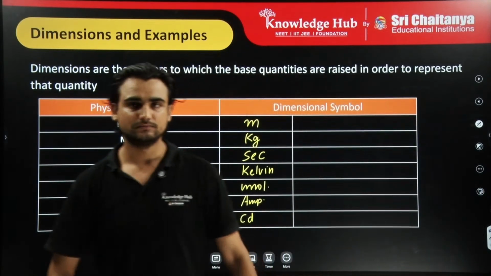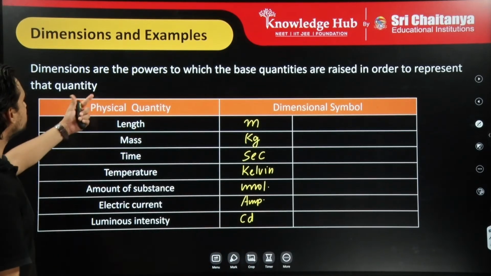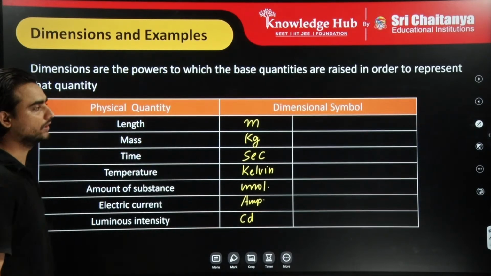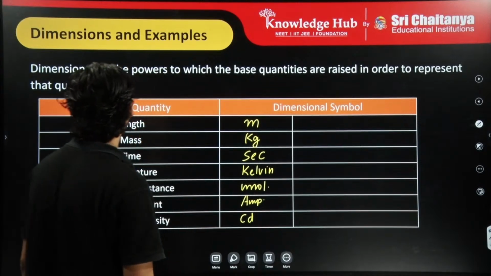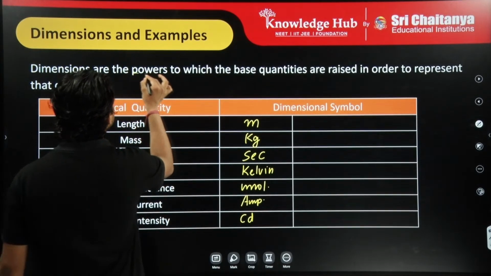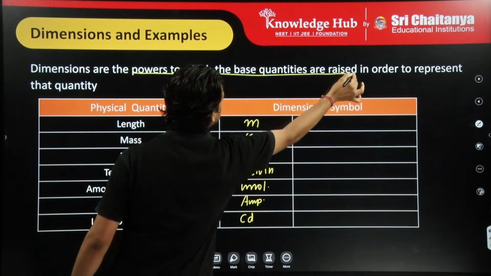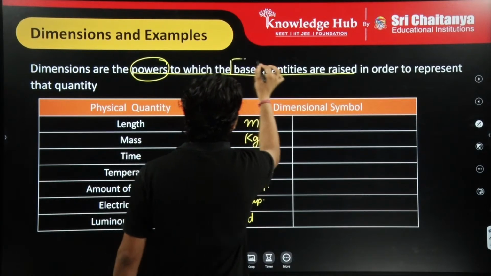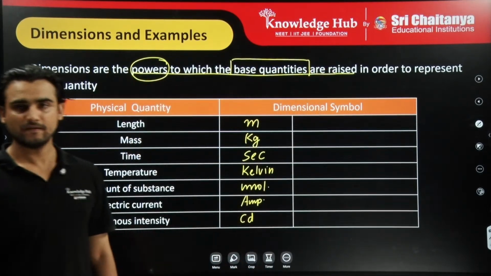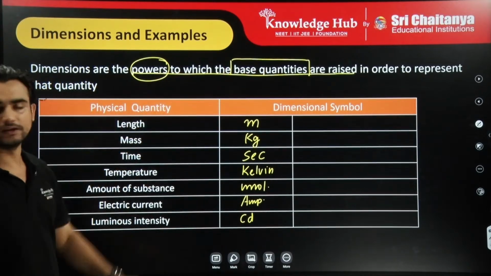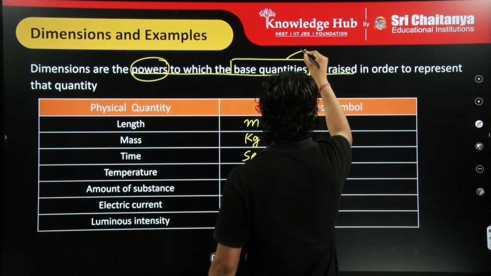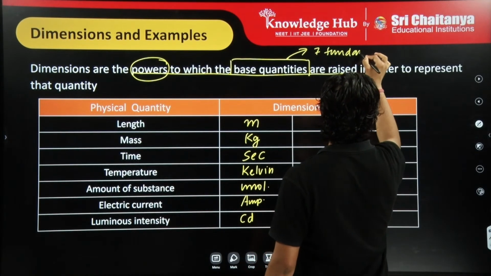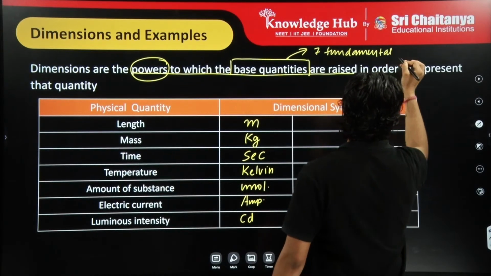Now what are dimensions? Let's look at the definition. Dimensions are the powers to which the base quantities are raised in order to represent that quantity. So what is the base quantity and what is the power? My base quantities will be my 7 fundamental quantities.